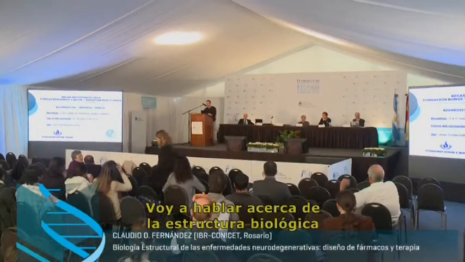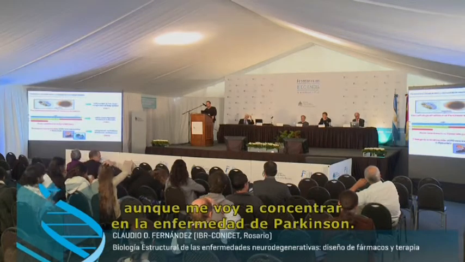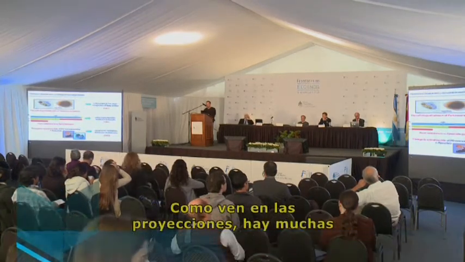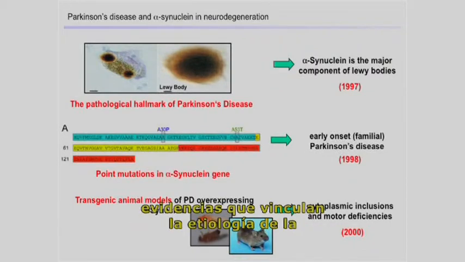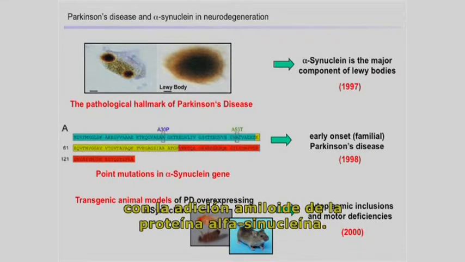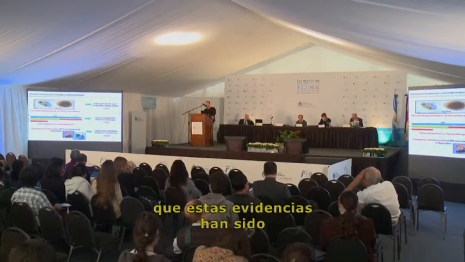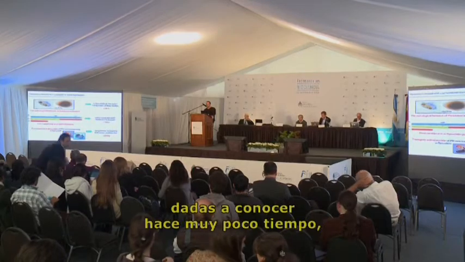So I will talk about structural biology of neurodegenerative diseases, and mainly focus on Parkinson's disease. As you can see here in this slide, there are several pieces of evidence that link the etiology and development of Parkinson's disease with the amyloid aggregation of the protein alpha-synuclein. And you can also see that these evidences have been reported very recently, so we can conclude altogether that this is, for sure, an active area of research.